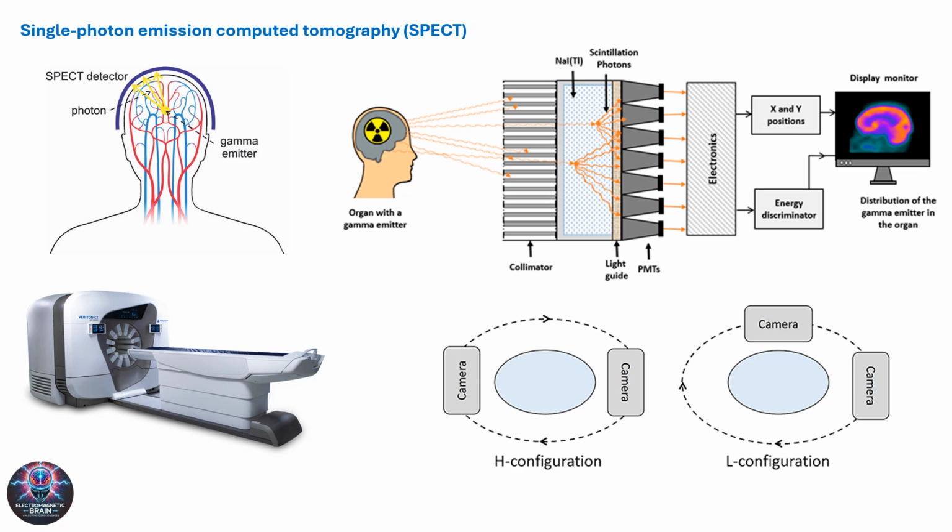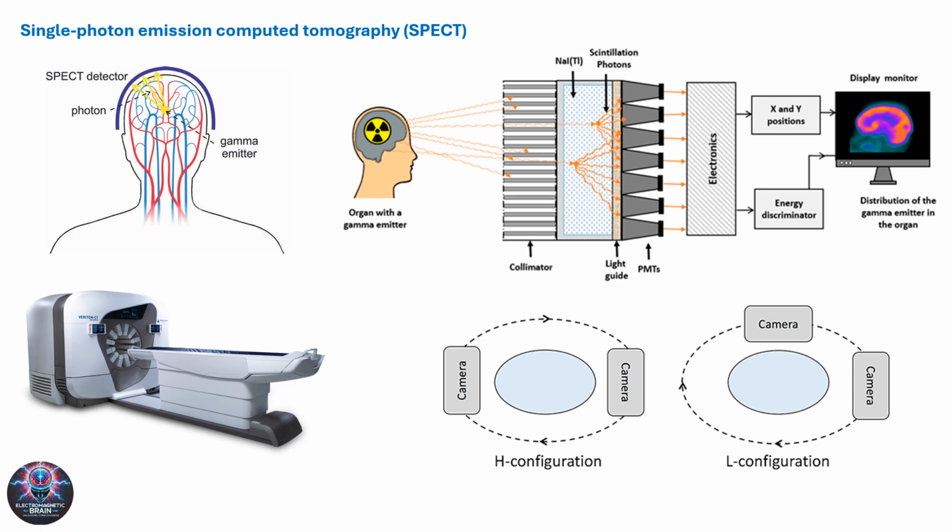The image on the right shows how the scintillation photons are captured and converted into signals by the detector's light guide and photomultiplier tubes, PMTs. The energy discriminator then helps refine the data, distinguishing relevant signals from noise, and the display monitor shows the final image of the gamma emitter distribution.